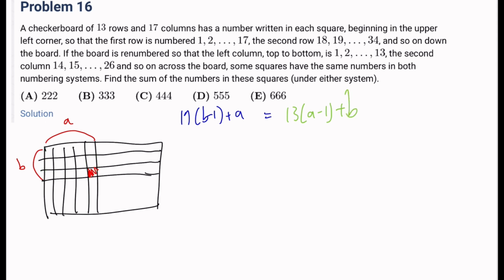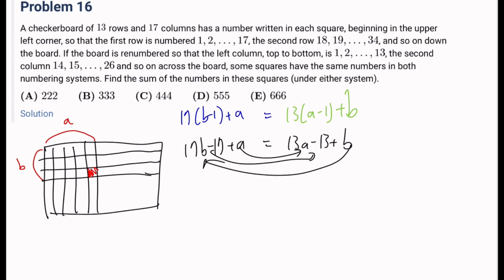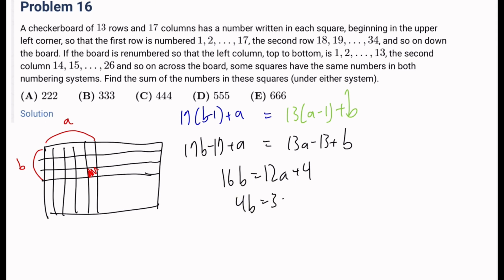And so if we expand that, we have 17b minus 17 plus a equals 13a minus 13 plus b, right? And so we have that if b goes there, and if 17 goes there, if a goes there, then that will give us 16b. 16b equals 12a plus 4, right? So 4b equals 3a plus 1, and so this has to be met, that condition has to be met.